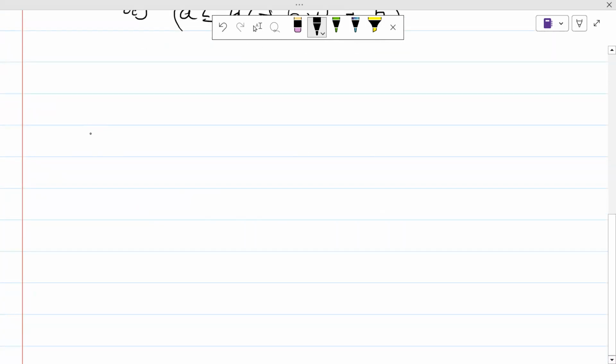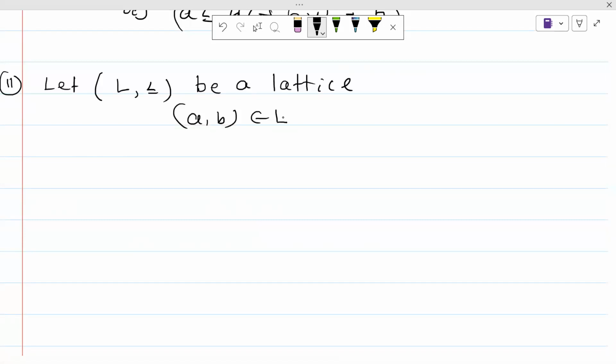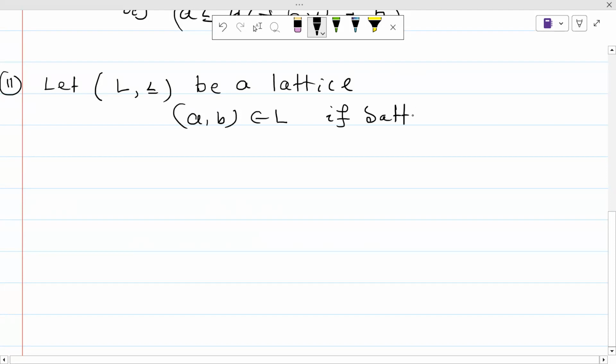So another condition. Second point: let L, less than or equal to, be a lattice, and A, B belong to L. We can consider two elements, A comma B, which belong to L and which satisfy the following conditions, then we can say that it is a lattice. What are the following conditions?